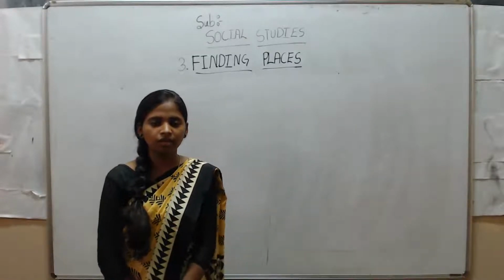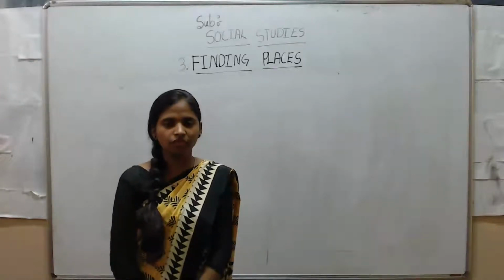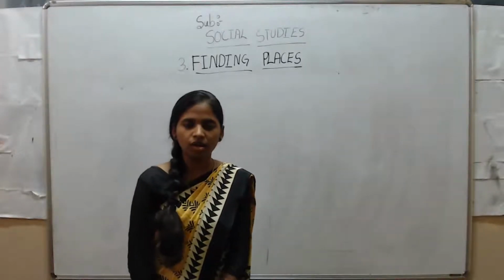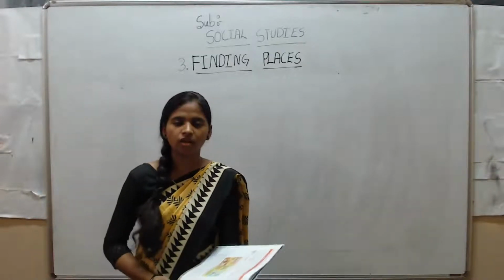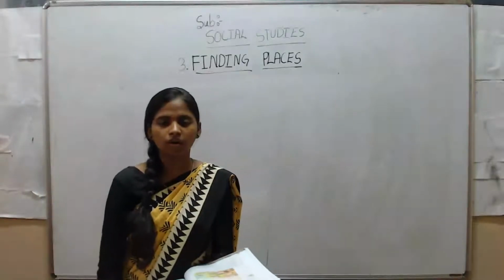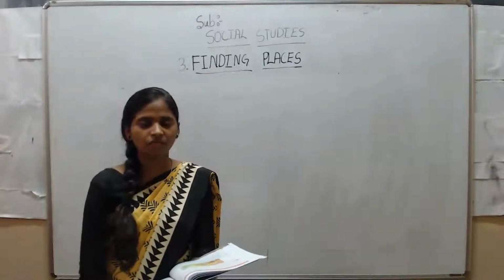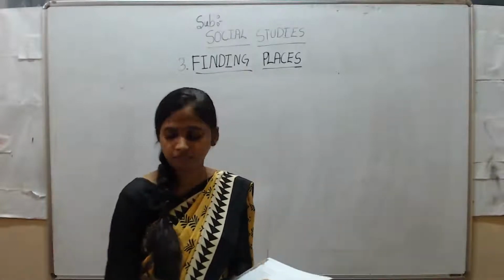Today I am handling third standard social studies, lesson number 3, finding places. In your previous class, I have completed the chapter. In this class, I am going to give you the recall of this chapter, and we are going to do the fill in the blanks of this chapter.